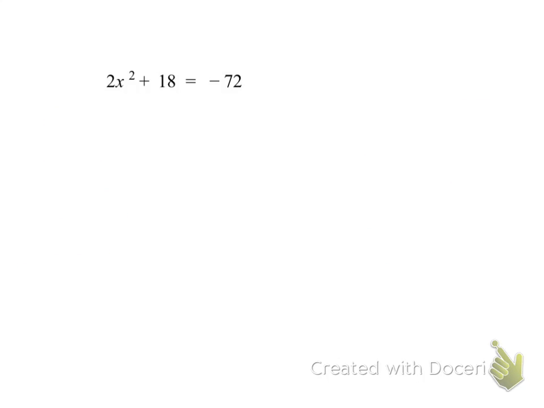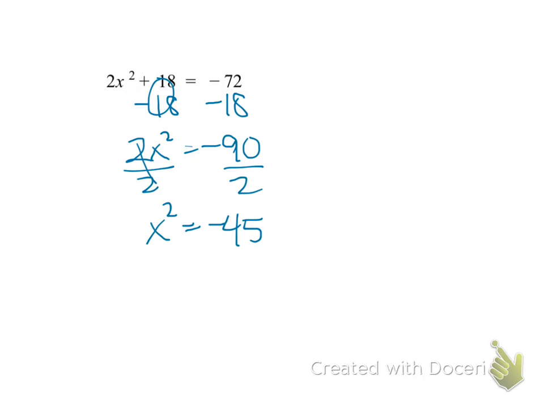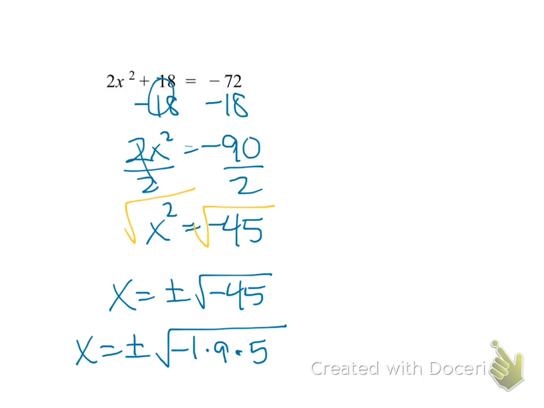And now this is when we're going to use it, and I'm only doing one example, and if you need me to do more of these examples from your homework in class, I'll be glad to do that. So again, just like yesterday's assignment, we first need to get this x squared by itself, so we have to subtract 18, and then we're going to divide by 2, and we get x squared equals -45. To get to x, we undo that by square rooting both sides. So we get x equals, and since we're solving an equation, it's plus or minus the square root of -45. And we can break -45 up into -1 times 9 times 5.